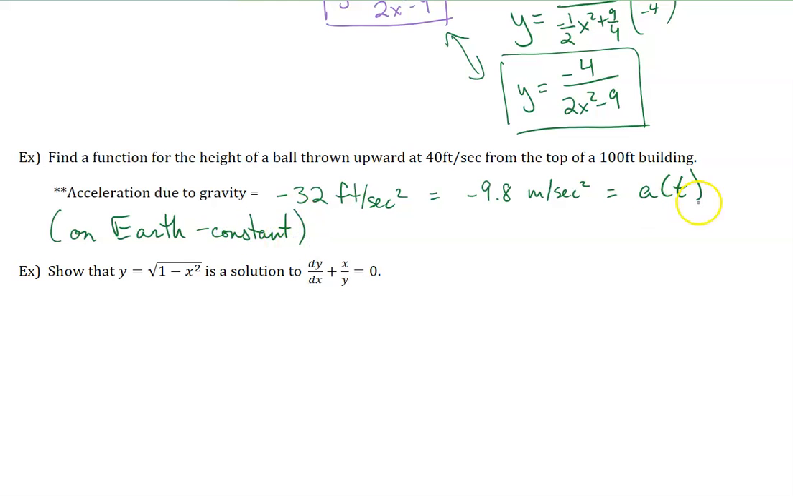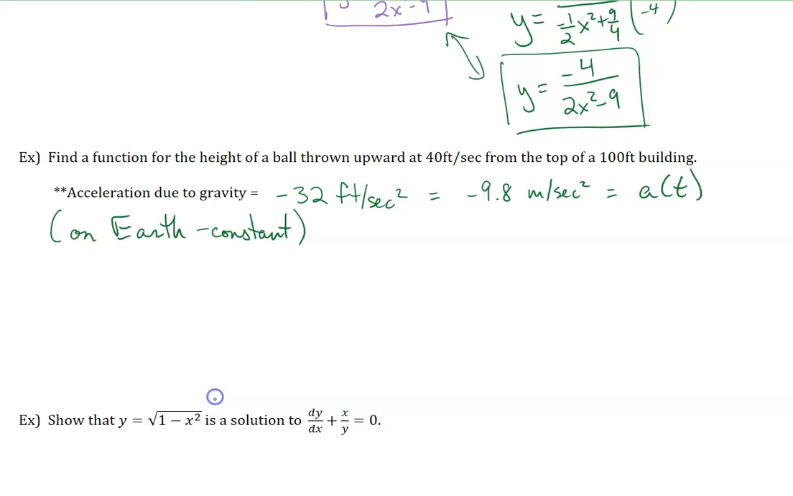So I wrote it as a function, a of t, but for any time t, acceleration due to gravity is always -32 feet per second squared. And, sorry, I forgot to leave room for this, so you can skip down to the bottom if you need to, if you printed this.